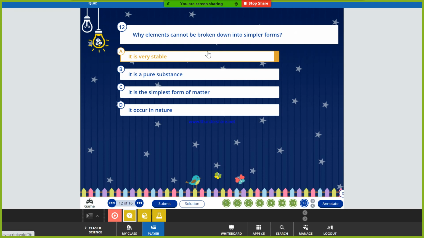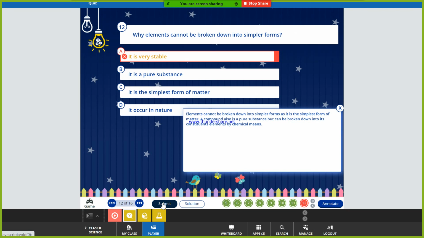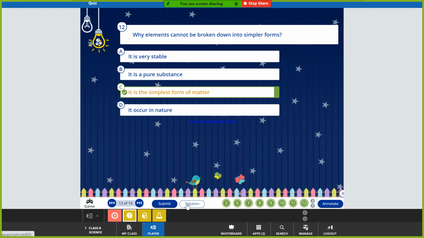Elements cannot be broken down into simpler forms as it is the simplest form of matter. A compound is also a pure substance, but it can be broken down into its constituent elements by chemical means. Yes, it is the simplest form of matter.